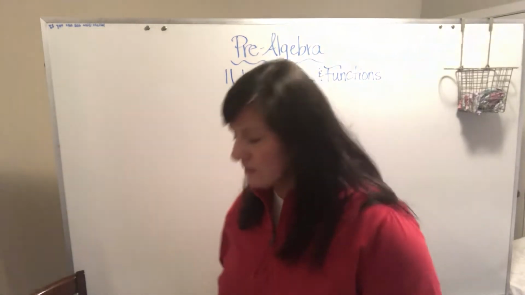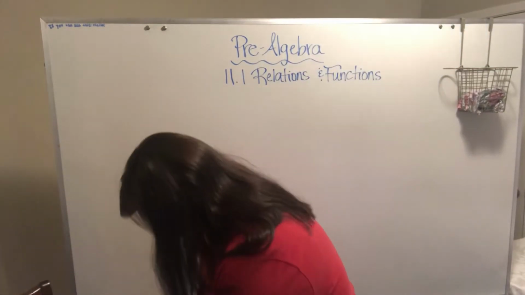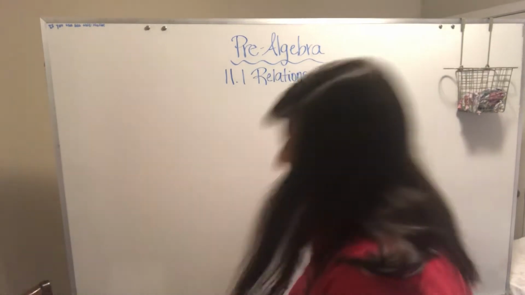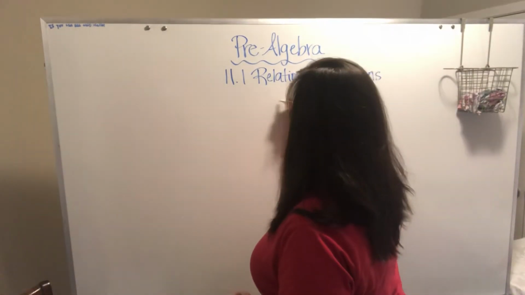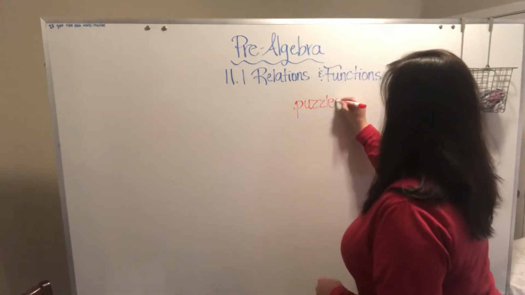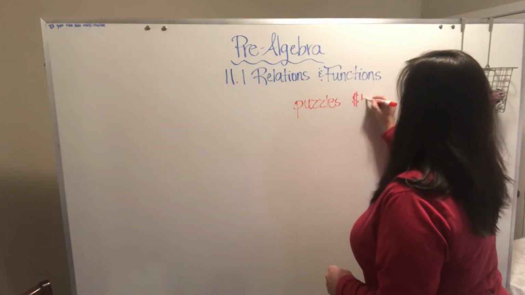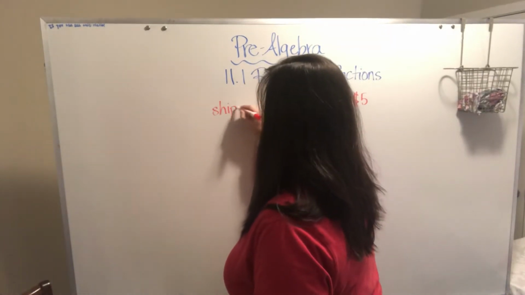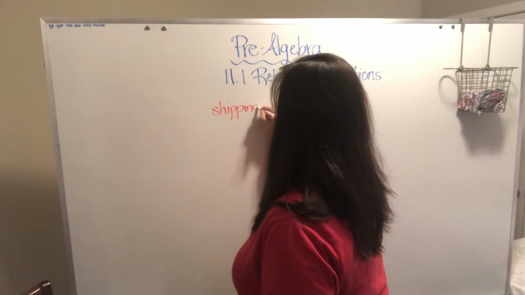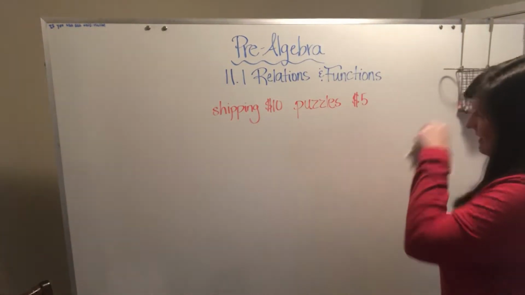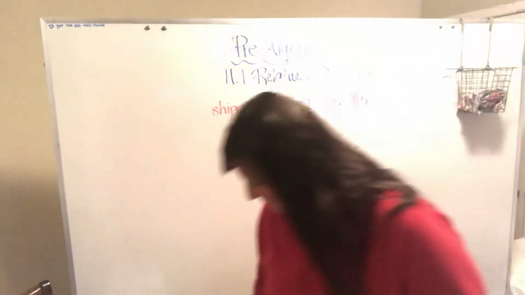So here's the example I'm going to use. An online company is selling puzzles for $5 each. Okay, puzzles. They're $5 each. Shipping is $10 flat rate. Pricey, right? Put your mask on, gloves on, go to Walmart and buy one. You can get it cheaper.